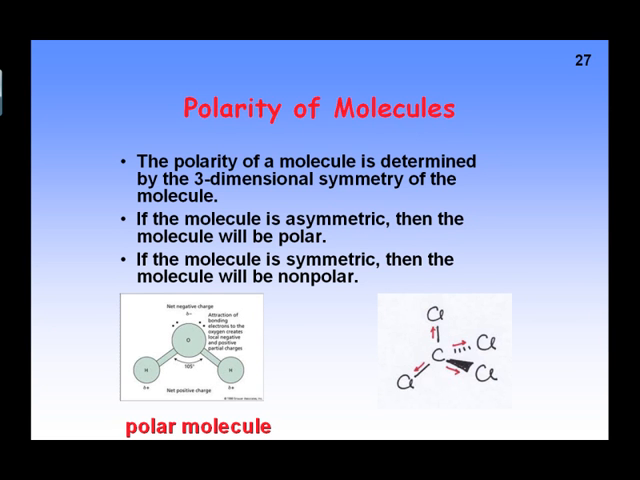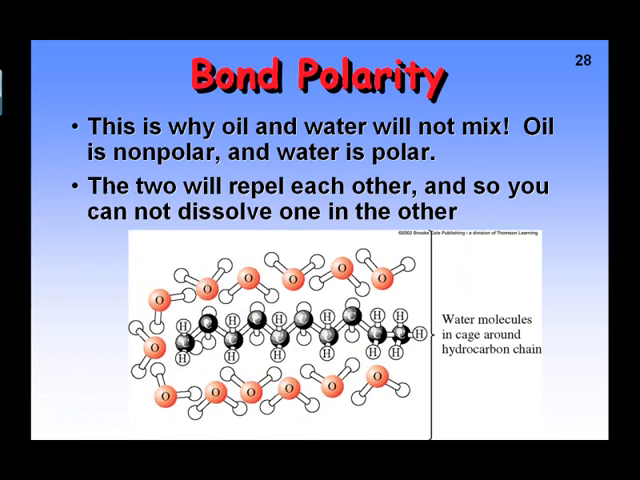So polarity of molecules is not only based on electronegativity, but it's also based on the position of the atoms and the three-dimensional symmetry of the molecule. Now, as I said before, you use bond polarity to predict how things will combine in solution. So oil happens to be a nonpolar molecule, water happens to be a polar molecule, so therefore those two will not mix together, and you'll end up with layers whenever you try to mix water and oil together.